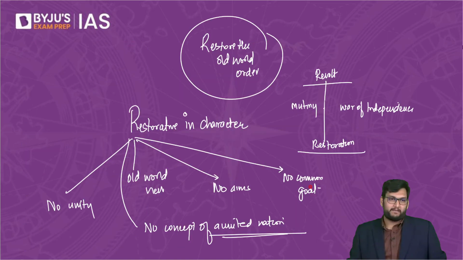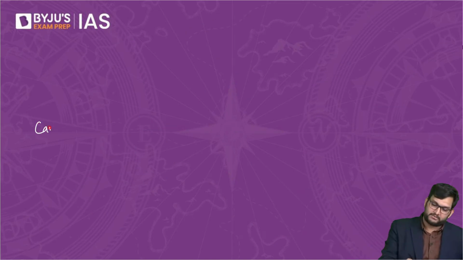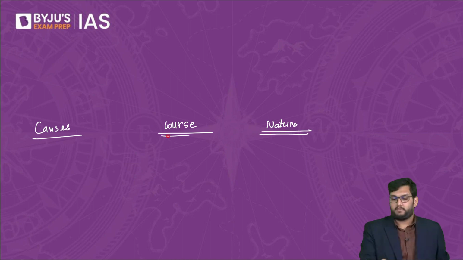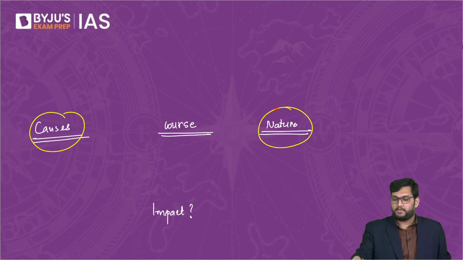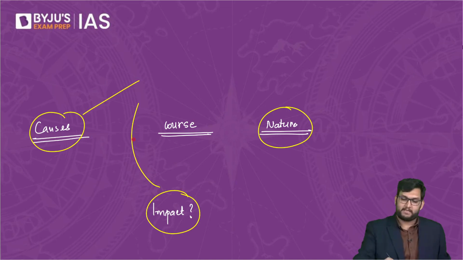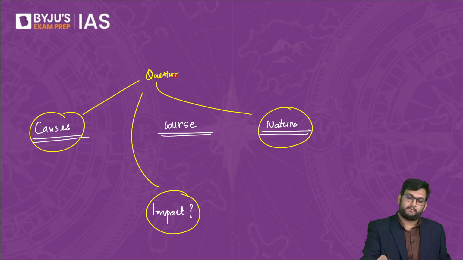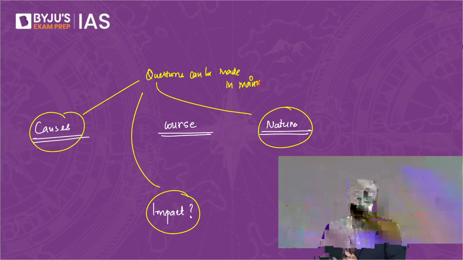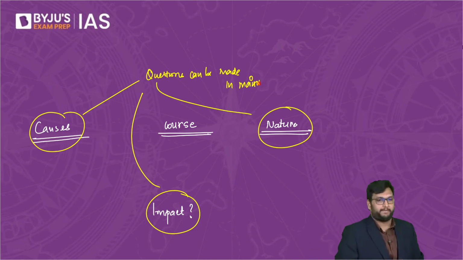So by this point of time, we now know the causes. We need to know the course. We know the nature. Now it is about deciding what is the impact. The questions will come from cause, nature, and impact. These are the areas out of which questions can be made in Mains. And I have the Mains previous year questions for you. So I will show you also how they've actually asked questions from this area. Now let's discuss then the impact.